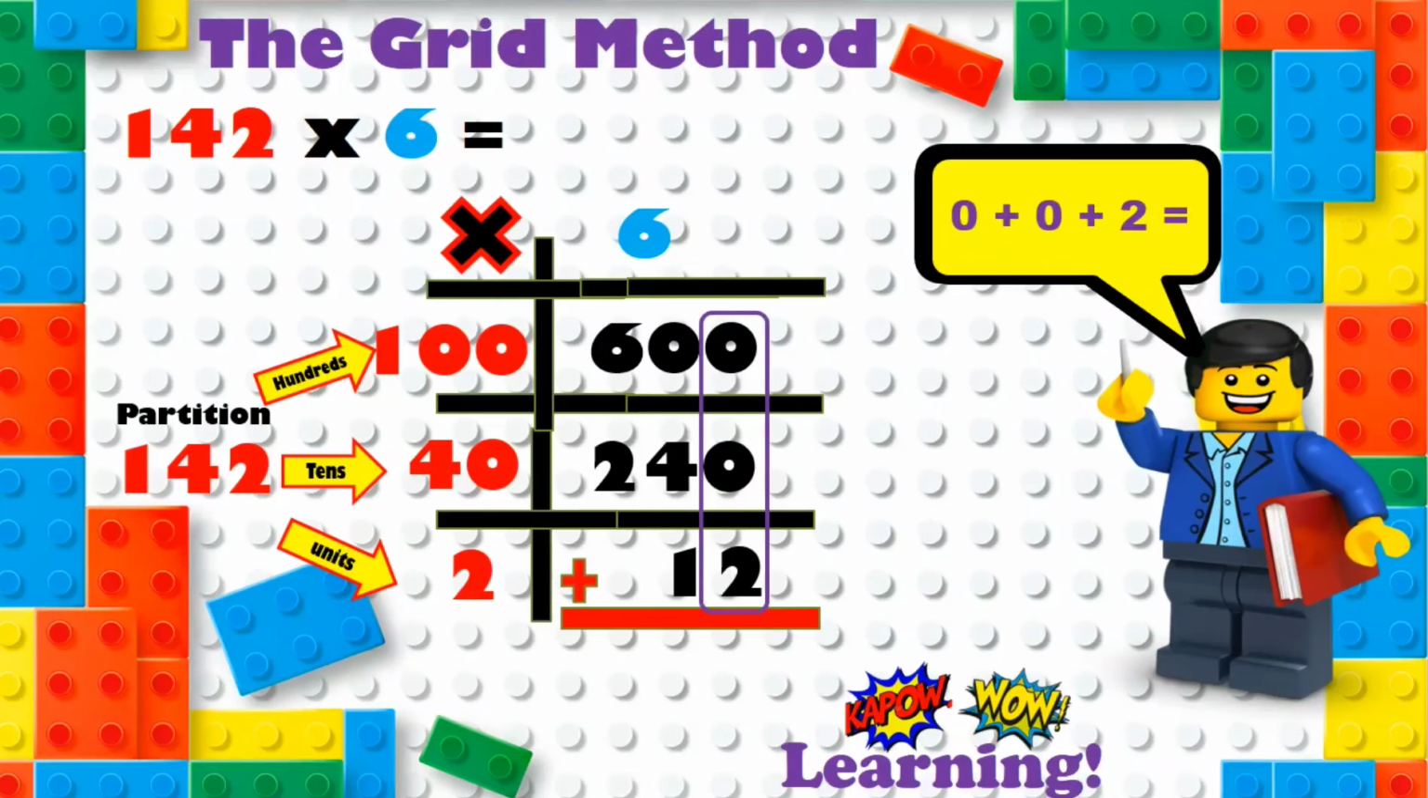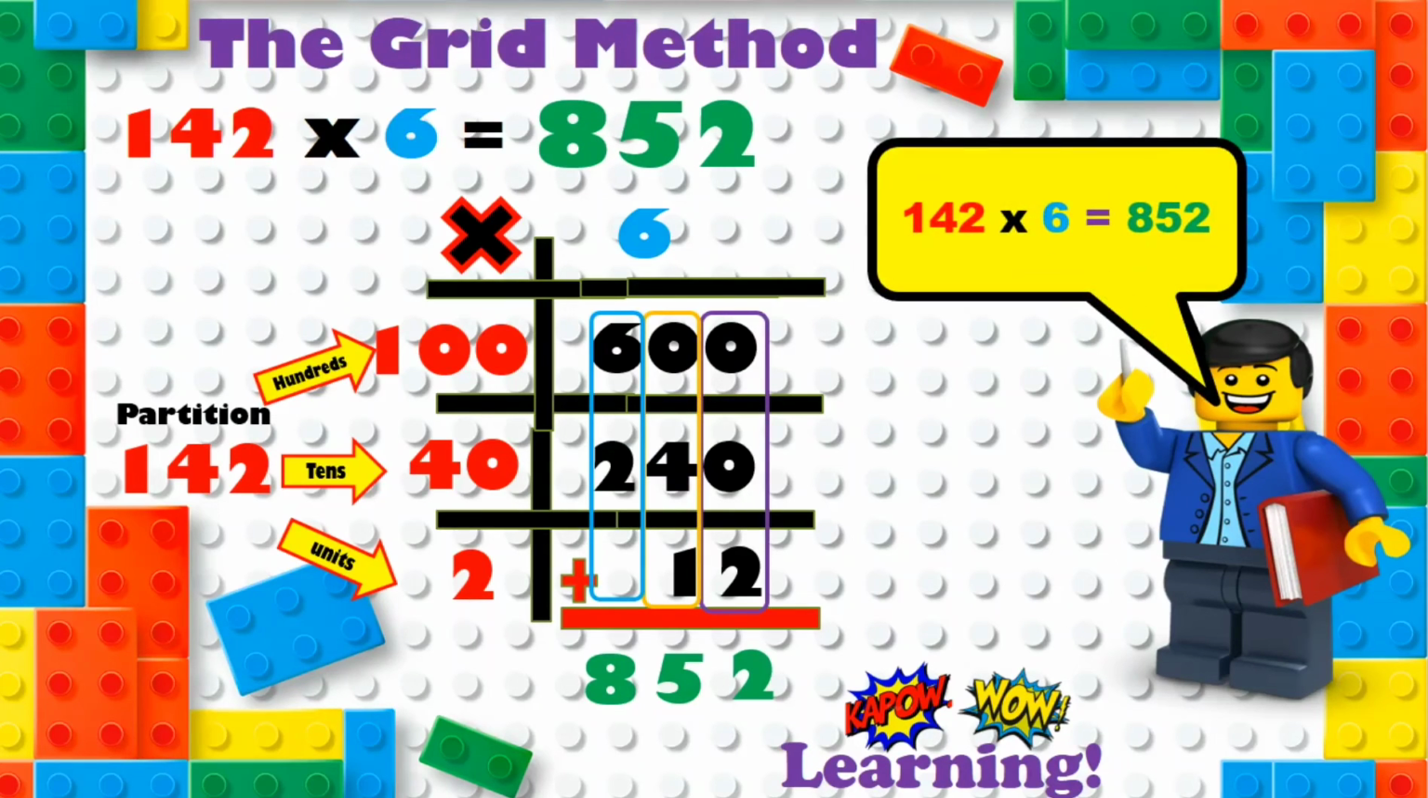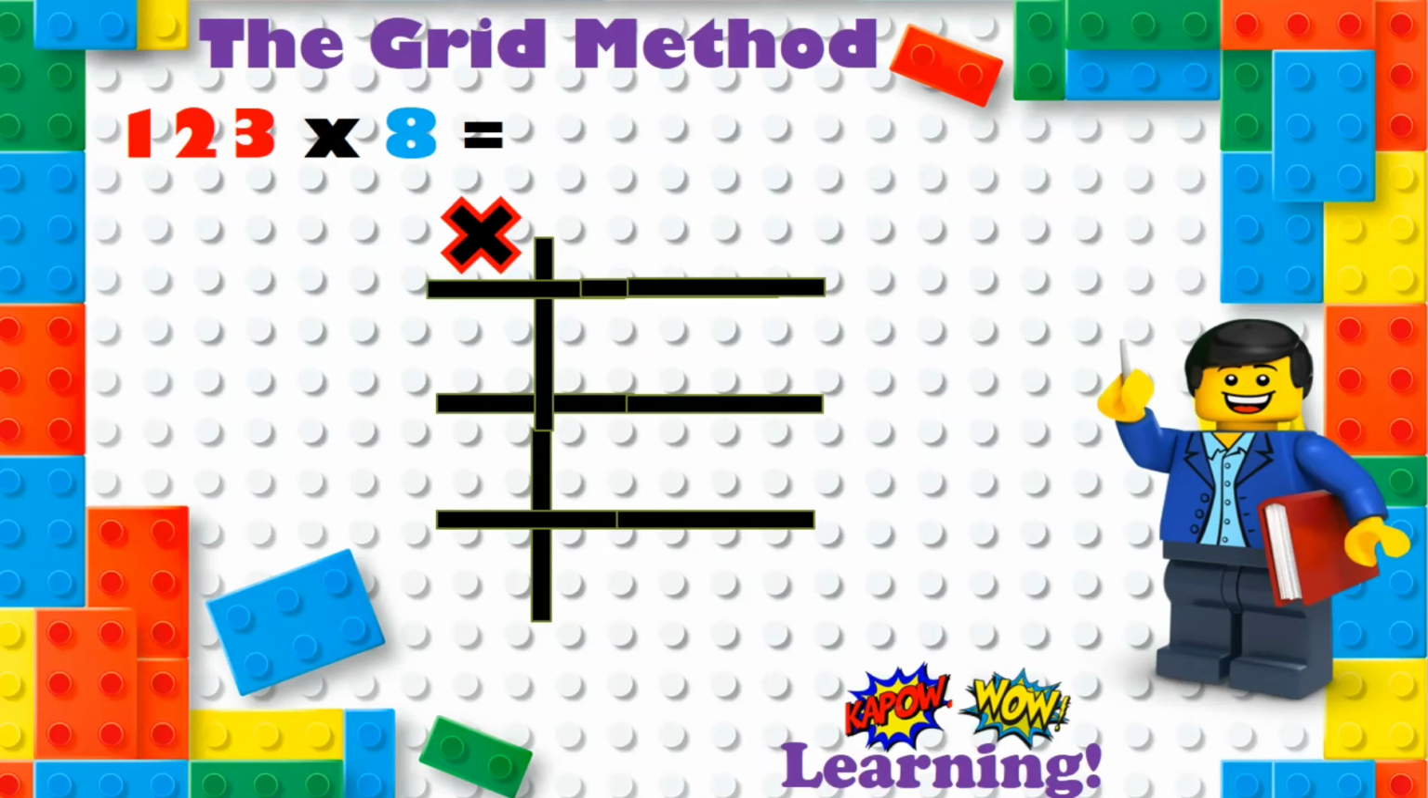0 plus 0 plus 2 equals 2. We're now going to look at the tens. So 0 plus 4 plus 1 equals 5. And now we're going to look at the hundreds column. So there we have it. 6 plus 2 equals 8. So that is the answer. 142 multiplied by 6 equals 852. Kapow wow.